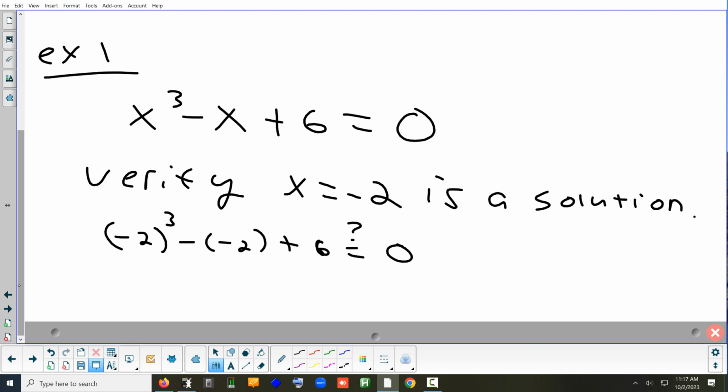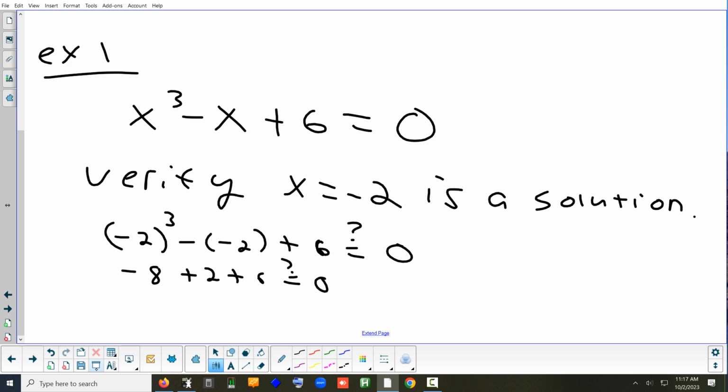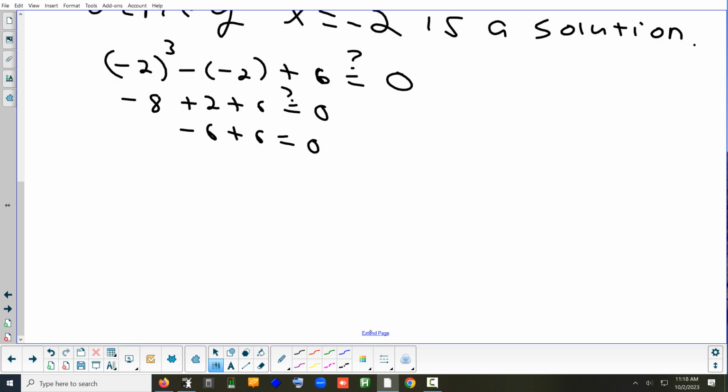We're going to see. When I do this out, what's -2 cubed? It's going to be -8. And we can do this at the same time: -2 is going to become +2. Again, we're still checking to see if it works. Add up -8 plus 2. That's going to give me -6. And then -6 plus 6? 0. So we get 0 equals 0. Is -2 a solution? Yes, it is.